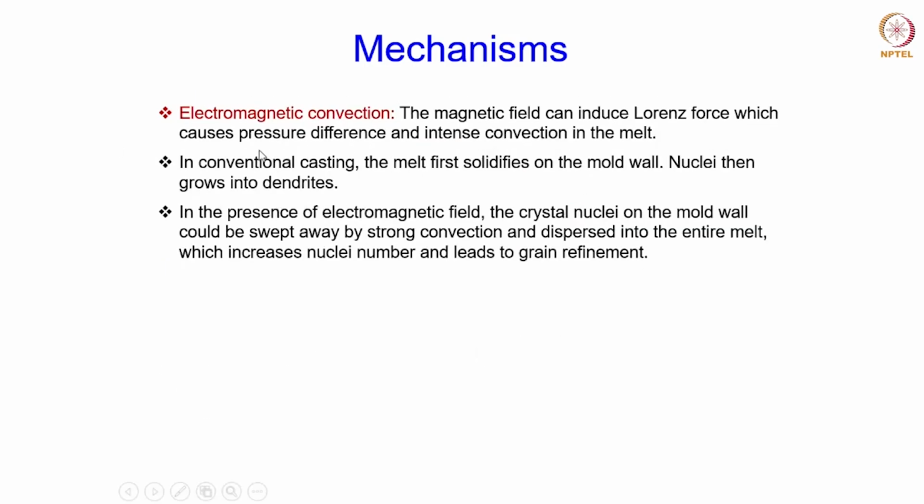And then we finally talked about electromagnetic convection. This is the electromagnetic field which is being utilized here. The force that is induced due to this electromagnetic field is known as the Lorentz force. This is what leads to the sweeping away of the mold wall crystals and then dispersing them into the liquid metal, leading to more nuclei and hence a higher nucleation rate, which will provide grain refinement. Okay, so these are the things that we discussed in the previous class.